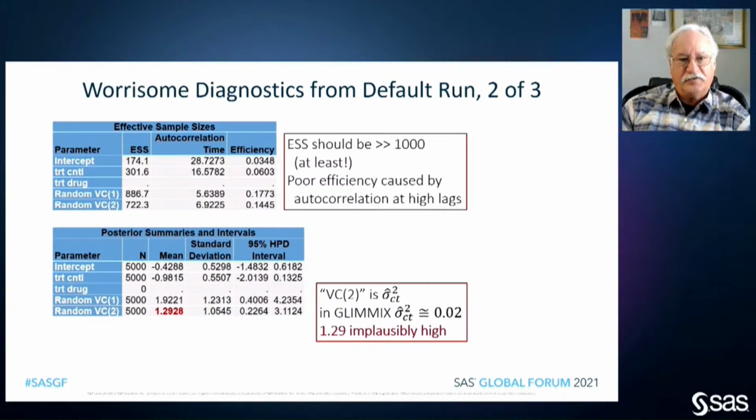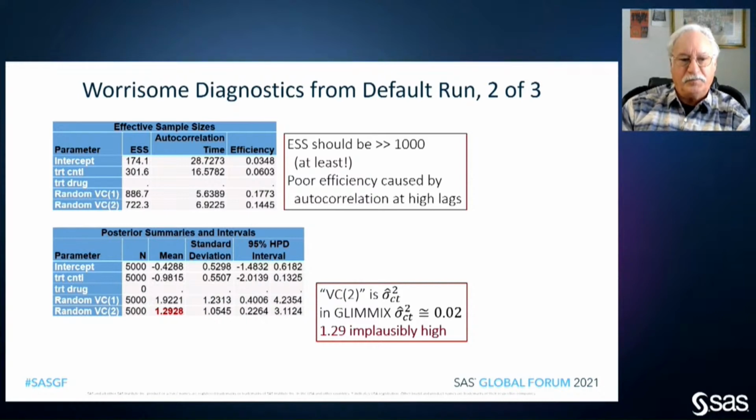Some other diagnostics to look at: ideally the effective sample size, or the ESS, has got to be in the thousands. So when you see numbers like 174 or 301, that's not good. And you should not see efficiencies that are down around 3 or 6%.